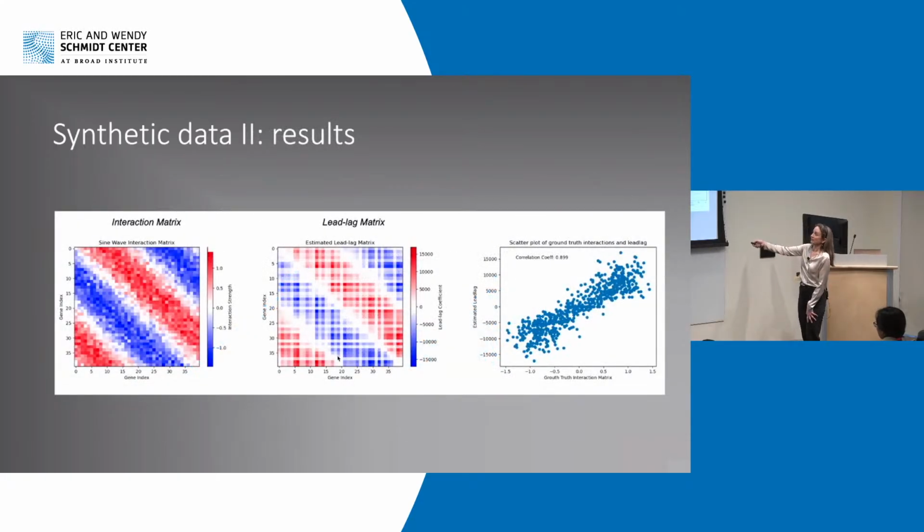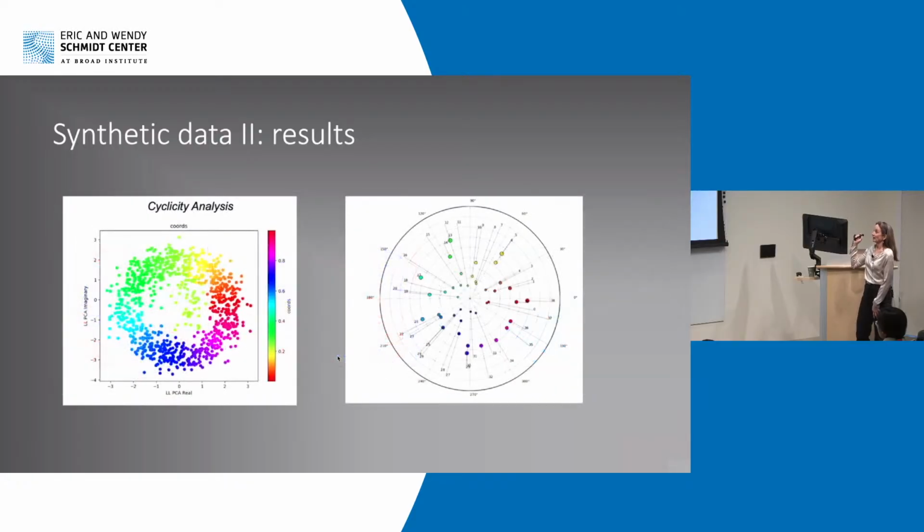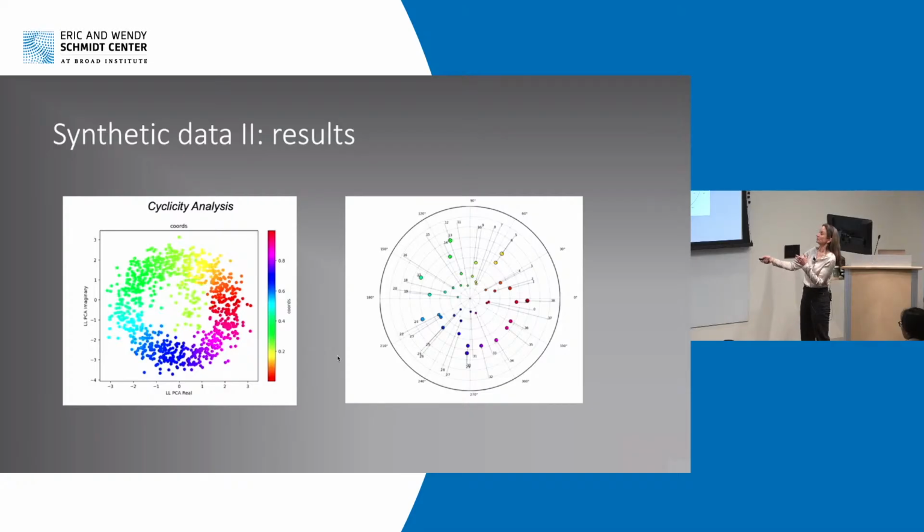Another example with another interaction matrix, the corresponding lead lag matrix that we deduced by our method from this. And also here we see the correlation between the ground truth of the interaction and the lead lag was actually excellent in this case. And then you do, again, this cyclicity analysis. Again, we're looking at the genes now, where we're looking at the lead lag matrix with its real PCA and imaginary PCA here, and seeing, again, the distribution of amplitudes and phases of the different genes. And it corresponds very well to the synthetic model.